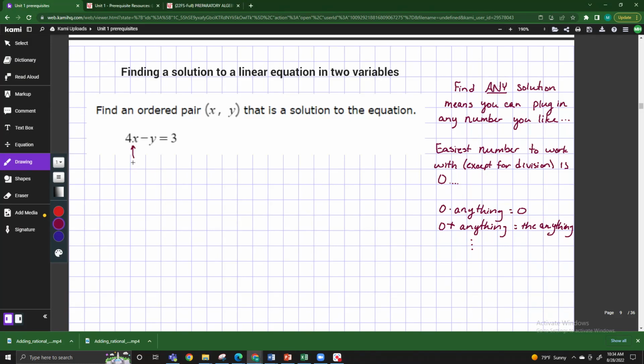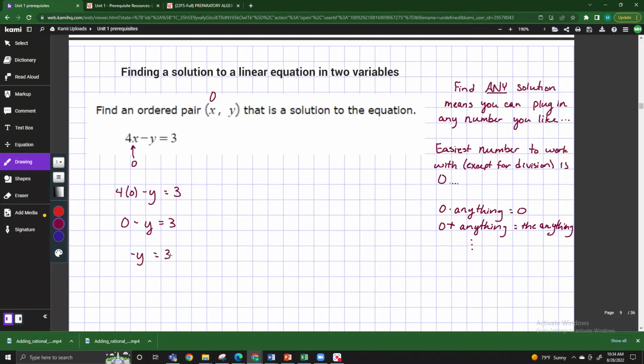So I'm going to put in my 0 here for x. I'm going to put a 0 for x in this one. And then I have 4 times 0 minus y equals 3. All right, so 4 times 0, this is just 0. So 0 minus y equals 3. However you want to get that, you get negative y equals 3.